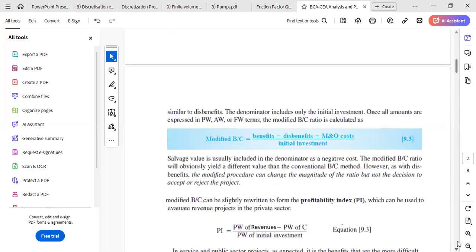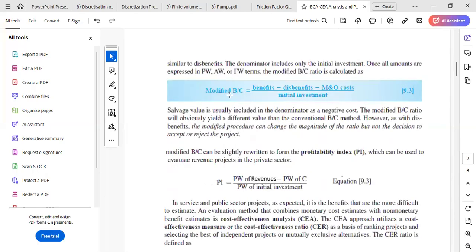So if they tell you to calculate the ratio of benefit to cost based on the modified approach, you do benefits minus disbenefits minus operational and maintenance cost over the initial investment. And if you have a salvage value, just if you have it, you subtract it from the denominator and you put here initial investment minus salvage value. So these are the general formulas, the conventional and modified one.